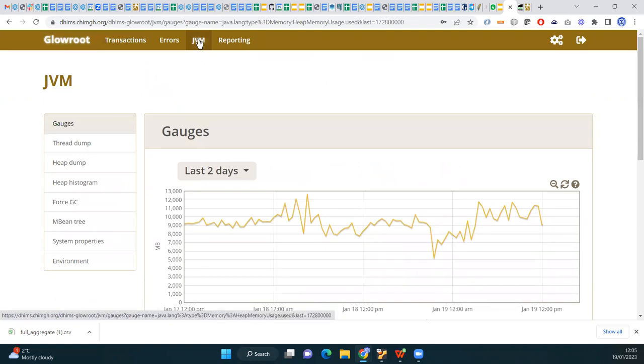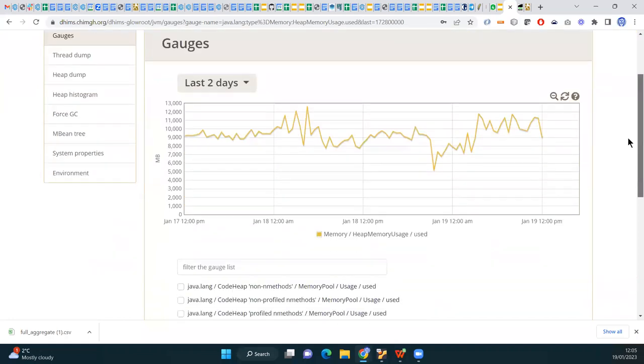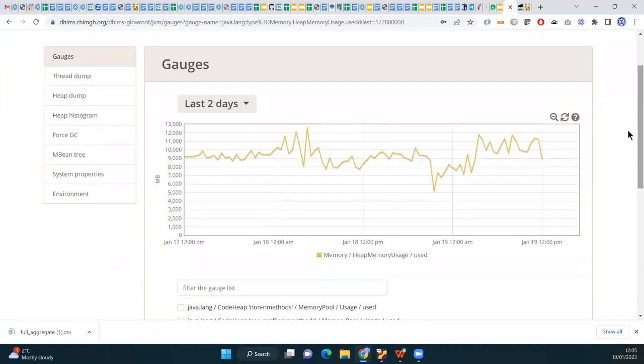And by default, it's showing you this graph with the heap memory usage. And you can see this heap memory usage is kind of bouncing around 9 gigabytes, peaking up to about 11 or 12. We know this machine has got 18 gigabytes allocated to it, so this is a very healthy place to be. There's no problem really with the RAM allocation.